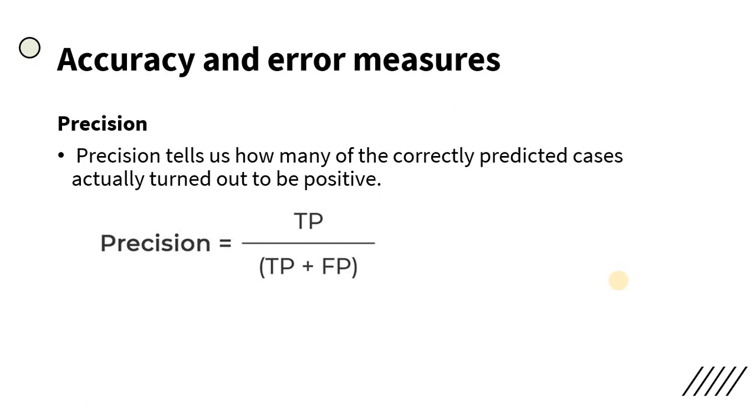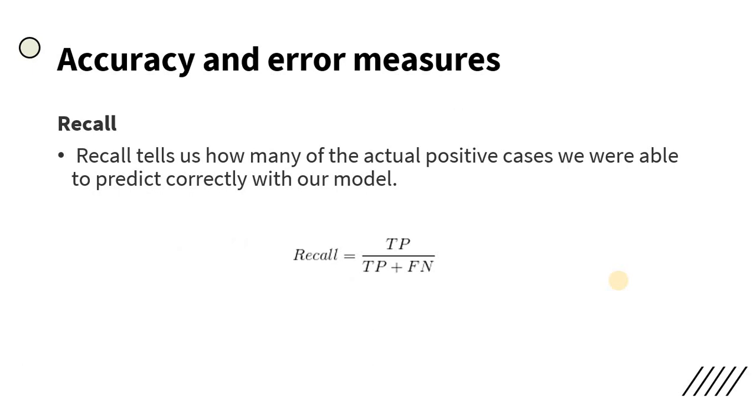Next is precision. Precision tells us how many of the predicted positive cases actually turn out to be positive. If from 100 samples the model says 80 are positive, we need to check whether all those 80 are correctly predicted in the correct class or not. So the formula for precision is true positive divided by true positive plus false positive.